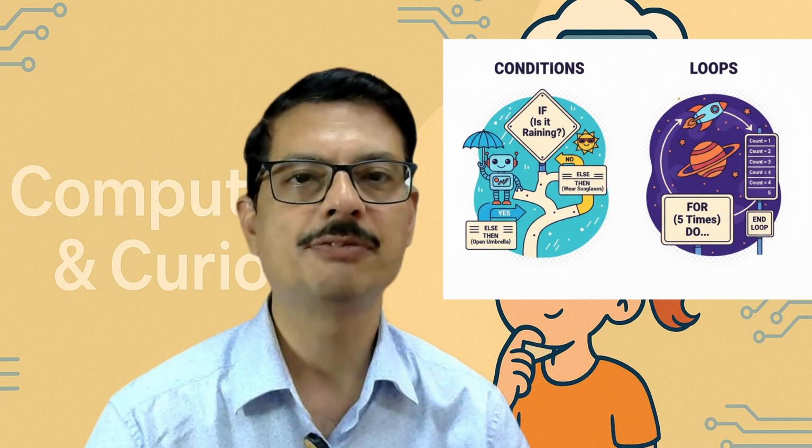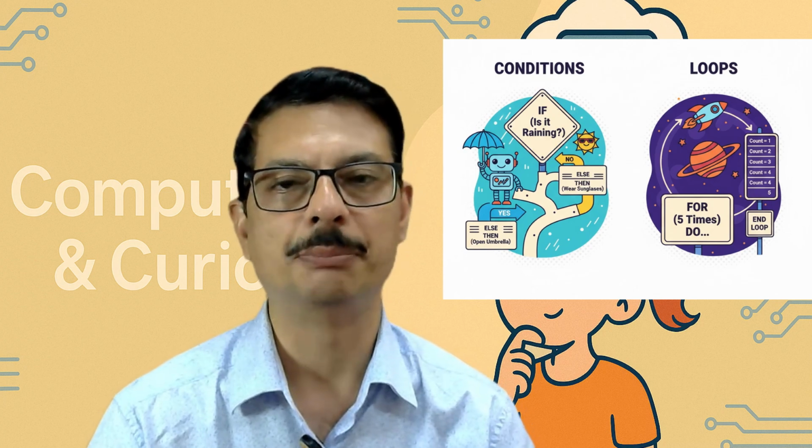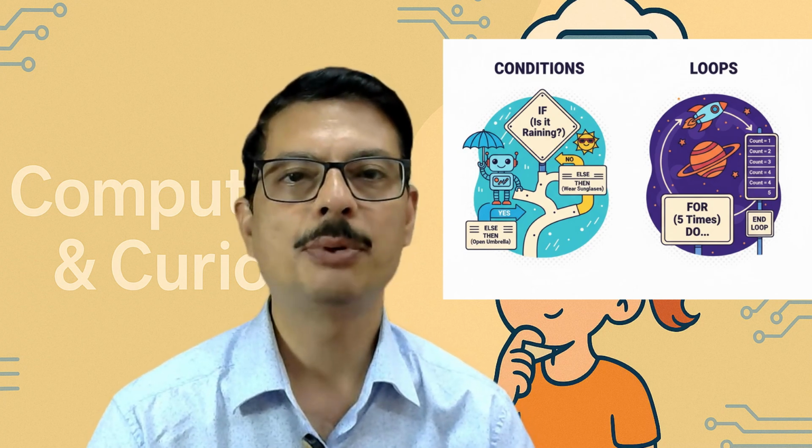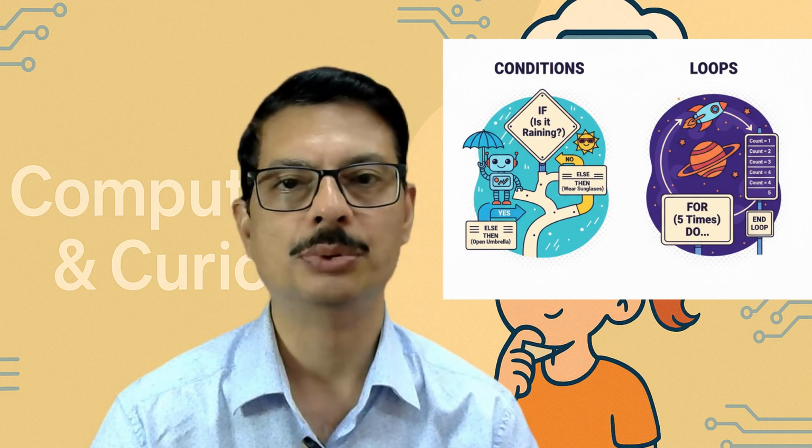Next, we looked at the for loop, which repeats a set of instructions a fixed number of times. It's perfect when we know exactly how many times we need to repeat something. Then we learned about the while loop, which repeats as long as a condition remains true. Unlike the for loop, it's used when we don't know in advance how many times we will be repeating something.